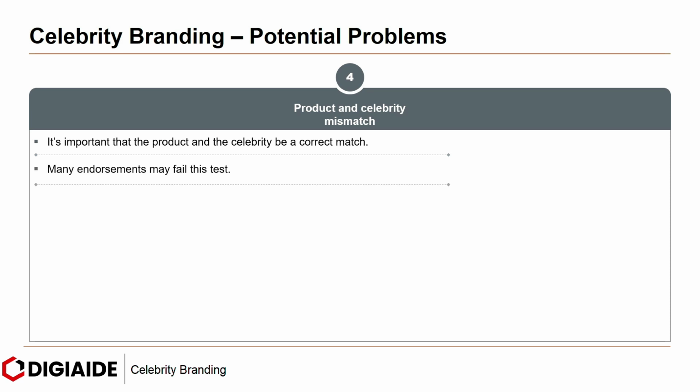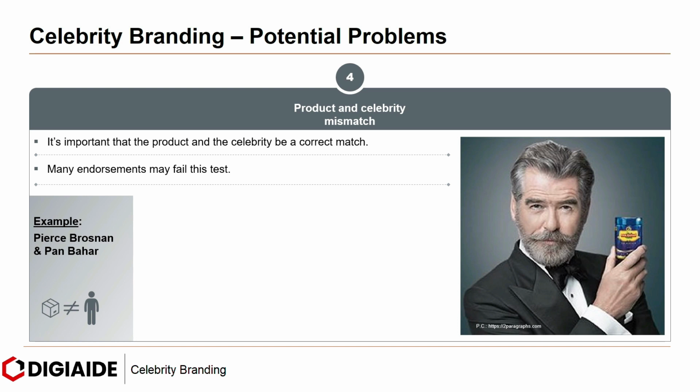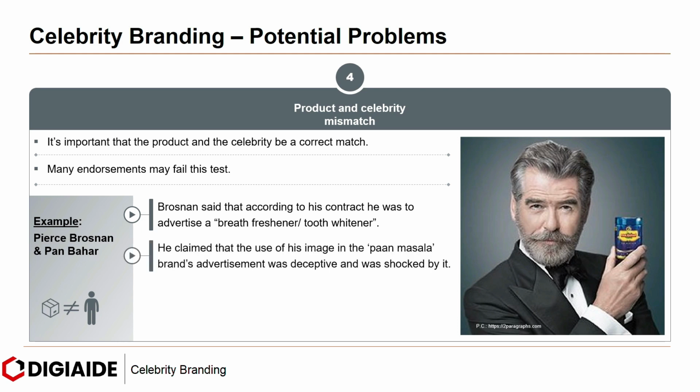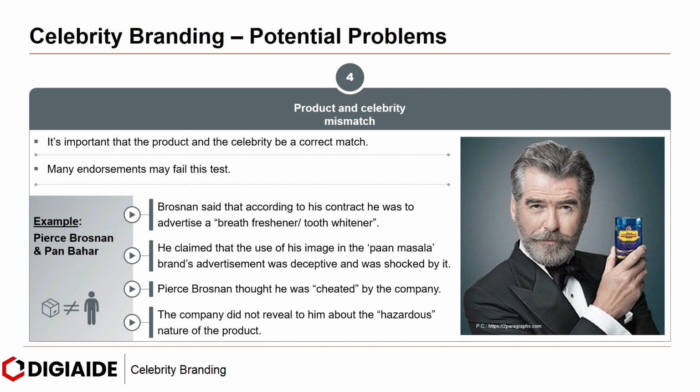Many endorsements seem to fail this test, but the best example in this case is ex-James Bond Pierce Brosnan and the Indian-based company Pan Bahar. Brosnan said that according to his contract, he was to advertise a breath freshener or tooth whitener. He claimed that the use of his image in the Pan Masala brand's advertisement was deceptive and was shocked by it. Brosnan thought he was cheated by the company. The company did not reveal to him the hazardous nature of the product.